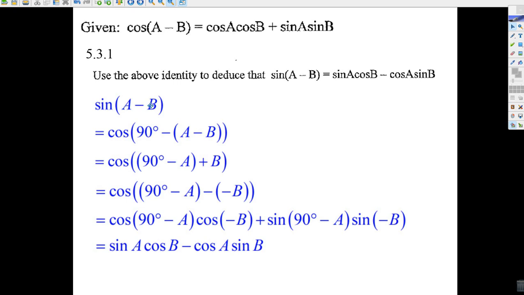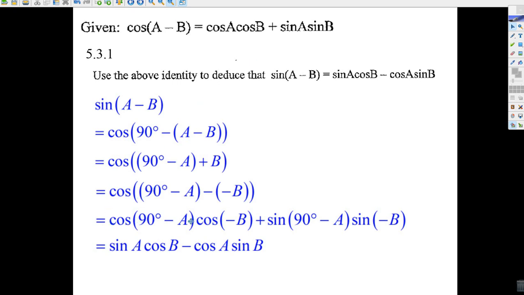I know the sine of a minus b is the cosine of 90 minus a minus b, just a cofunction. Then I went, gee, but 90 minus a I could put together and pretend it's the first angle, plus b. And then instead of plus, I could make it minus, minus b. Now I've got this structure, the cosine of a minus b. Now, I just use the formula.